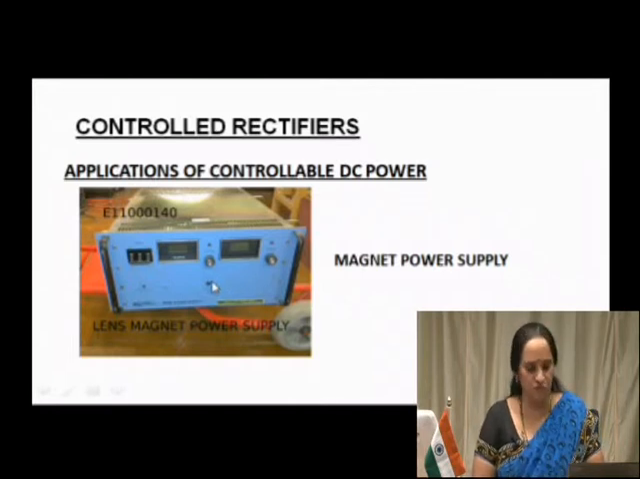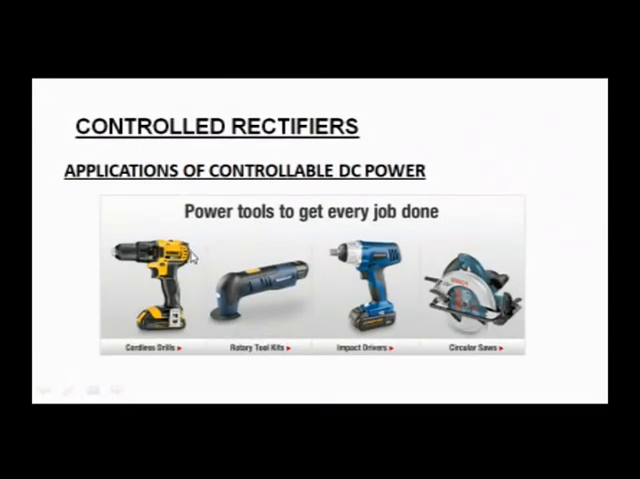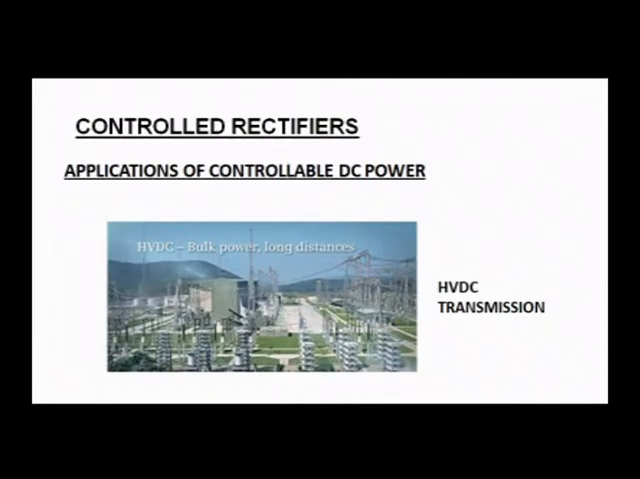So, a lot of applications of these magnet power supplies. Then you are having these small power tools which are so useful to us at home. You may be having cordless drills, rotary tool kits, impact drivers, circular saws, which are all using these small ICs and control rectifiers in their circuits to get the required controlled DC output to drive.